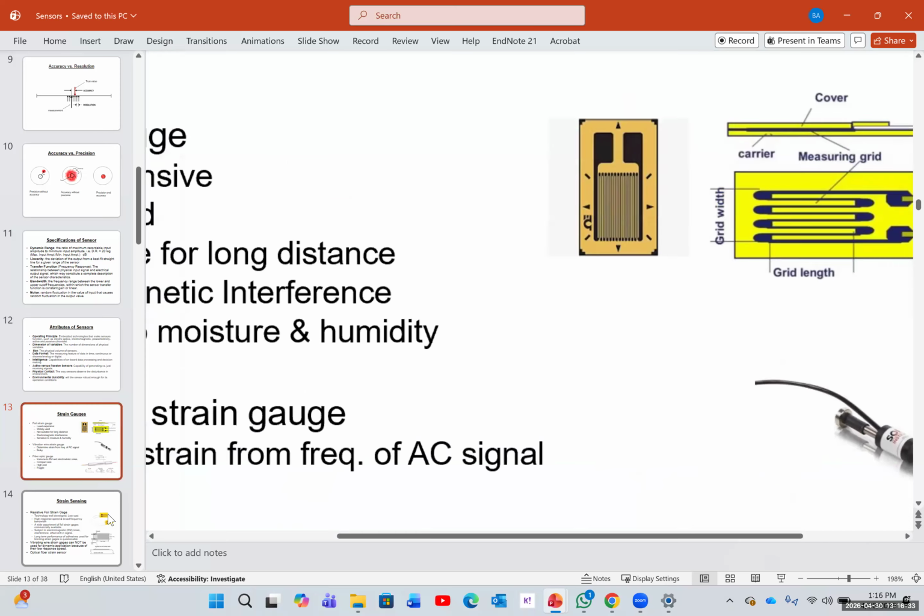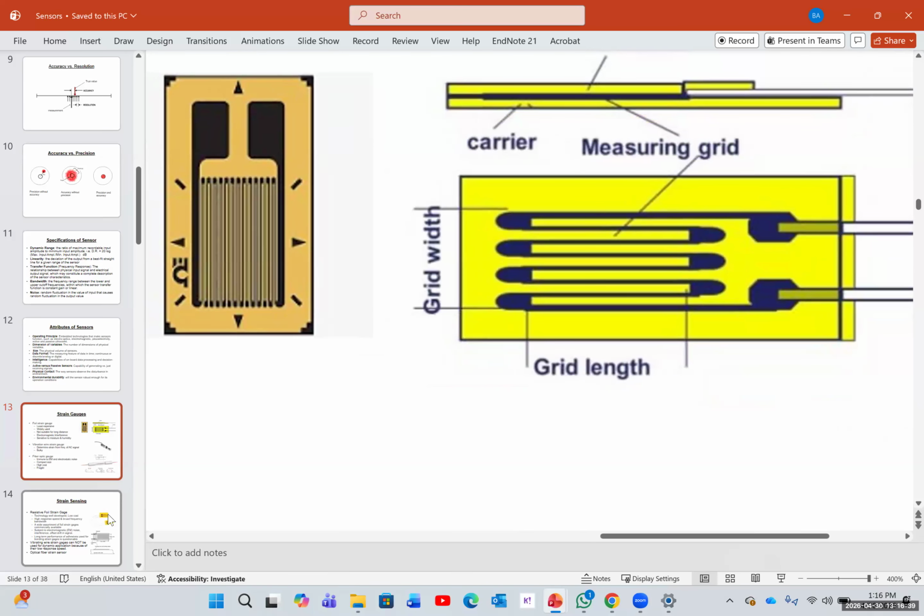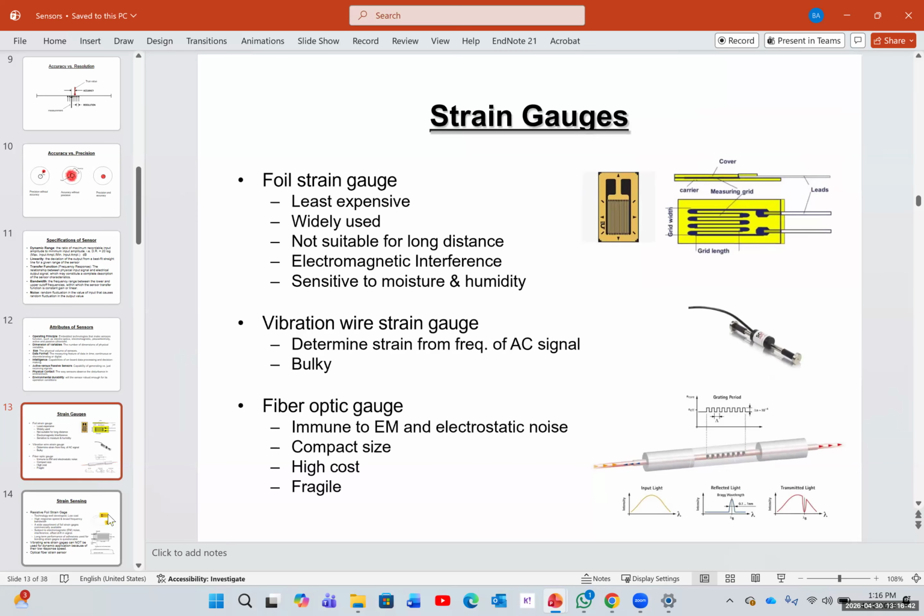The foil strain gauge, and I already showed you the picture, looks like this. You have a bunch of wires going in zigzag and twisting around. This is the cheapest strain gauge. It's widely used, but it has some drawbacks. First of all, it's not meant for long distances, meaning if you want to find the strain on 10, 15 centimeters, if you stretch it that much, it's going to rip off the sensor. So it's built for very small changes in distance. If you want to measure long distances, it's not going to work at all.